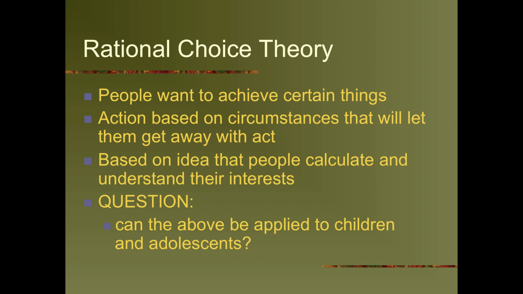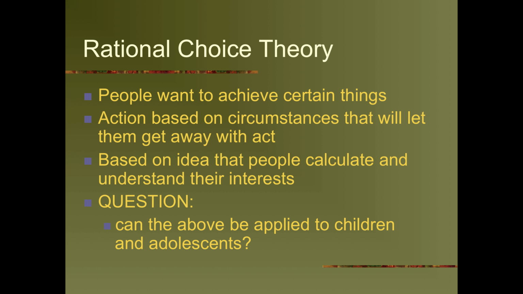We're continuing on with our exploration of individual causes of delinquency, which now brings us to rational choice theory, which assumes that people want to achieve certain things and that their actions will be based on whether the circumstances exist that will allow them to get away with the act. And just like Bentham's theory, it has the same fundamental flaw in that it's based on the idea that people calculate and fully understand their own interests.